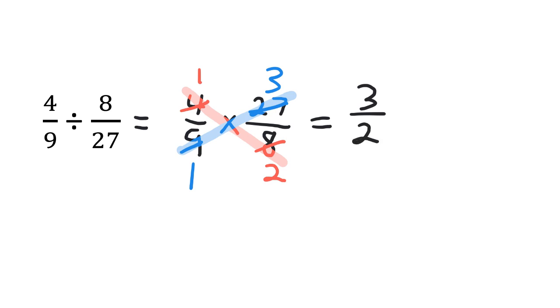And again, I'm left with an improper fraction, which I'm going to convert into a mixed number. 2 goes into 3 once. Remainder is 1. Denominator remains the same.